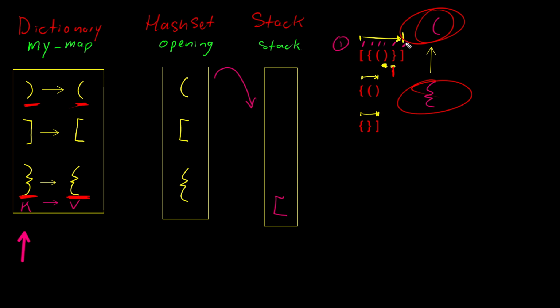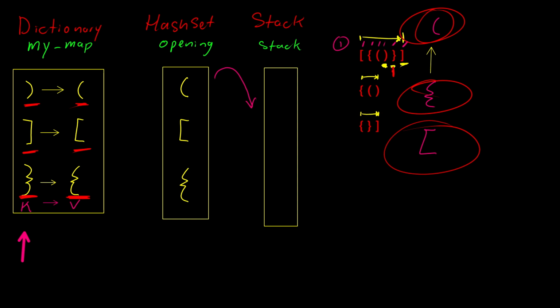We hit the last one here, a closing square bracket. So, what do we do? We pop off the stack. We pop that off. And we look into our dictionary and we say, hey, for the current character that I'm at, did I pop off the corresponding opening bracket? And yes, we did. So is this string valid?